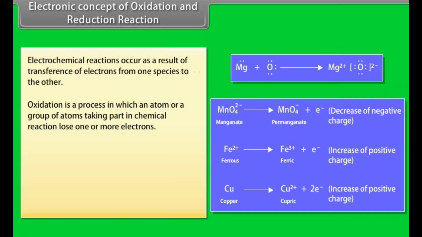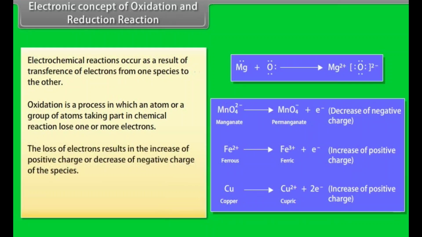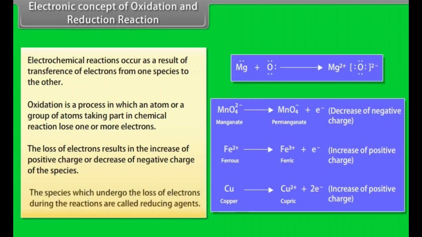Oxidation is a process in which an atom or a group of atoms taking part in a chemical reaction loses one or more electrons. The loss of electrons results in the increase of positive charge or decrease of negative charge of the species. The species which undergo the loss of electrons during the reactions are called reducing agents. MnO4^-, Fe2+ and CO are reducing agents in these examples.